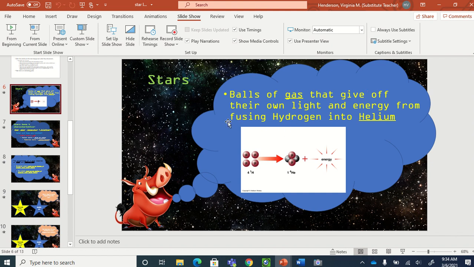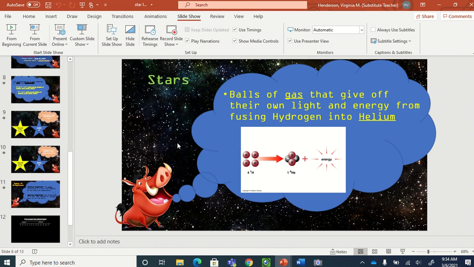All right, so stars are big balls of gas that give off their own light and energy from fusing. This word here you guys are getting stuck on too. It's fusing hydrogen into helium. Okay, I want you to look at that last sentence right there. The last part of that sentence is fusing hydrogen into helium. So it is a process where molecules are bonded together and they produce light and energy at the same time. That's why we don't put these two gases in the same tank. It will be very, very bad.